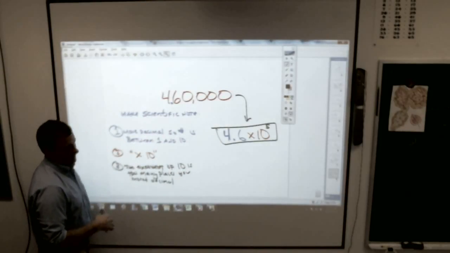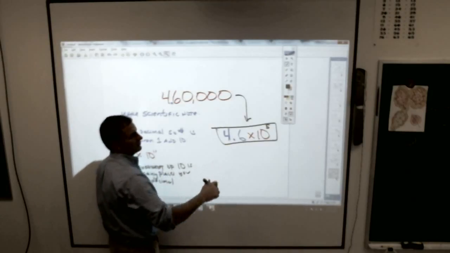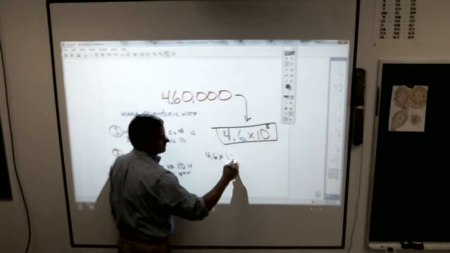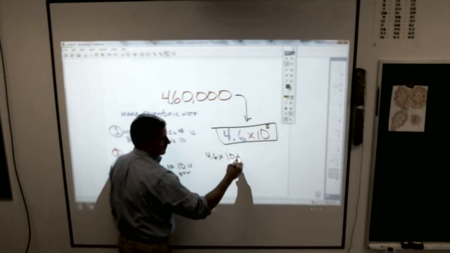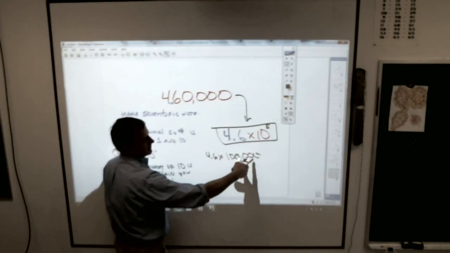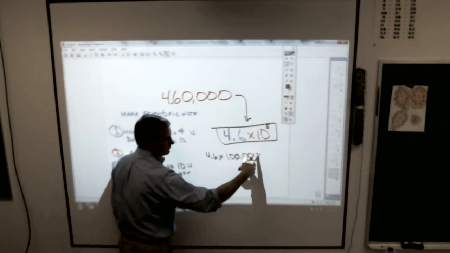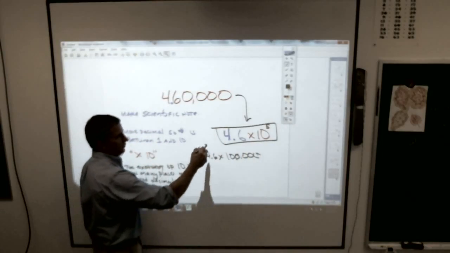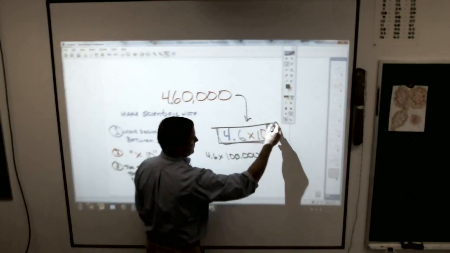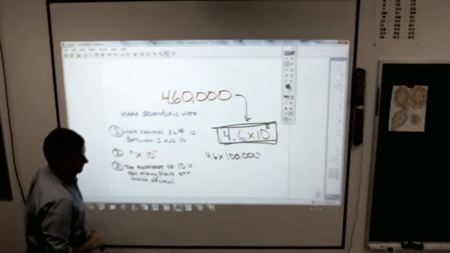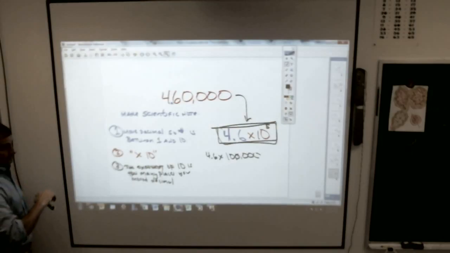Because really, if you were doing this all back out the other way, this is 4.6 times 100,000. Right? Because that's what 10 to the 5th power is. And 4.6 times 100,000, you just move the decimal over 5 places that way, and it gets you back to that number you started with. But when we do big numbers and small numbers mathematically, if we write it like this, it's a lot easier for us to work with in the end, trust me.